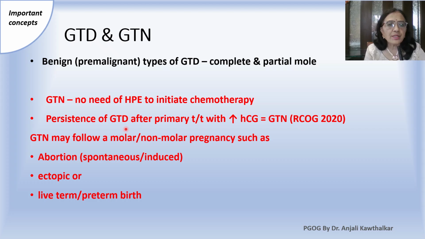Persistence of gestational trophoblastic disease after primary treatment with a rising HCG is enough to diagnose a case as GTN as per RCOG 2020 guideline, or in other words, it is sufficient to initiate chemotherapy. GTN can follow a molar pregnancy or even a non-molar pregnancy also. Under the non-molar pregnancies, we can have abortion. Abortion can be spontaneous or induced. We can have ectopic pregnancy, or there can be a live term or preterm birth.